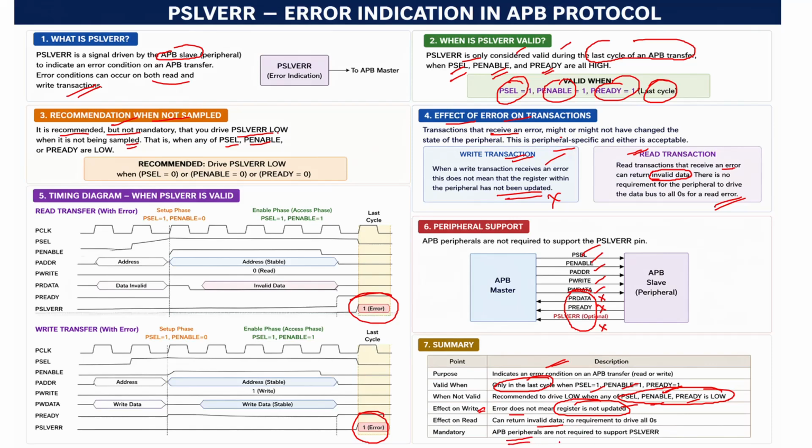See, the APB peripheral is not a pipelined interface, and it is also not required to support slave error. So sometimes we need to support it, and sometimes it doesn't require this slave error. Understood? What is the use of slave error? When you are getting the slave error, what is the valid condition of slave error? All these conditions you understood?